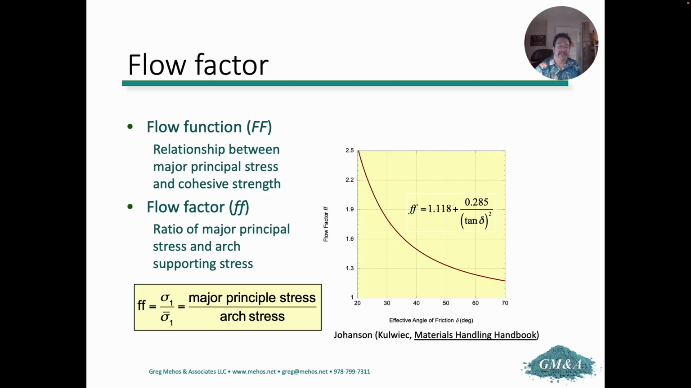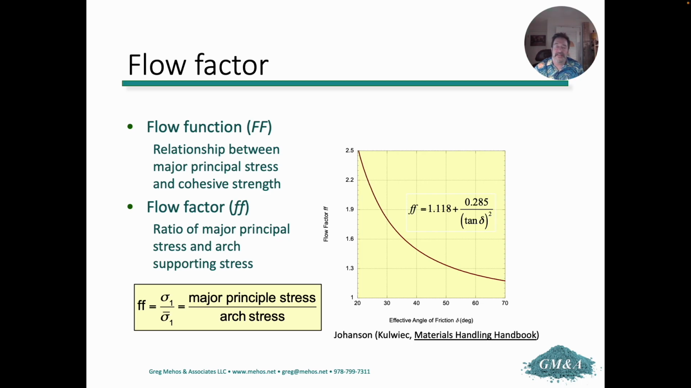What he found was that the equations that describe the stress profile in the hopper section were a little bit unwieldy, unlike the equation that described the arch supporting stress. But they all had the same terms: the bulk density, they had G, and they had diameter. So he divided one by another, came up with a more or less dimensionless group he called the flow factor. Again, it is the ratio of the major principal stress to the arch supporting stress.